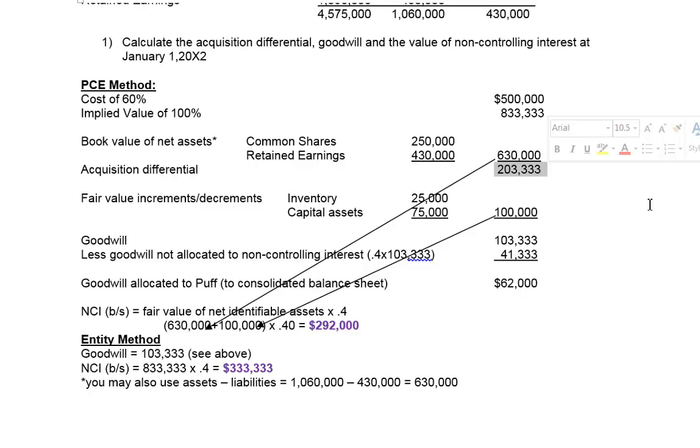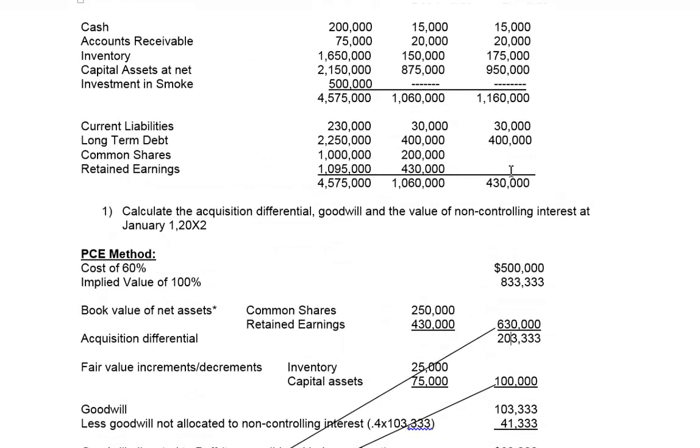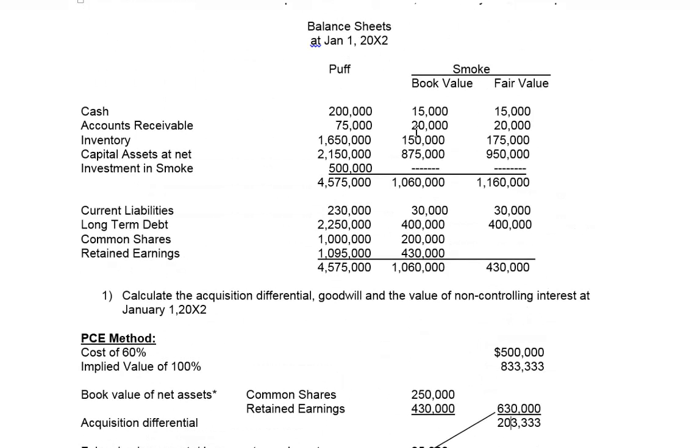So we have this acquisition differential. Now we have to allocate it. Some of it's going to get allocated to any fair value increments or decrements that were assessed by the parent, and anything that remains unallocated will go to goodwill. So in our case, we know that the inventory, when we compare the carrying to the fair value, we see the inventory was booked by Smoke at $150,000, but the parent thought it was worth $175,000. We also see that with the capital assets, at net, Smoke has them booked at $875,000.